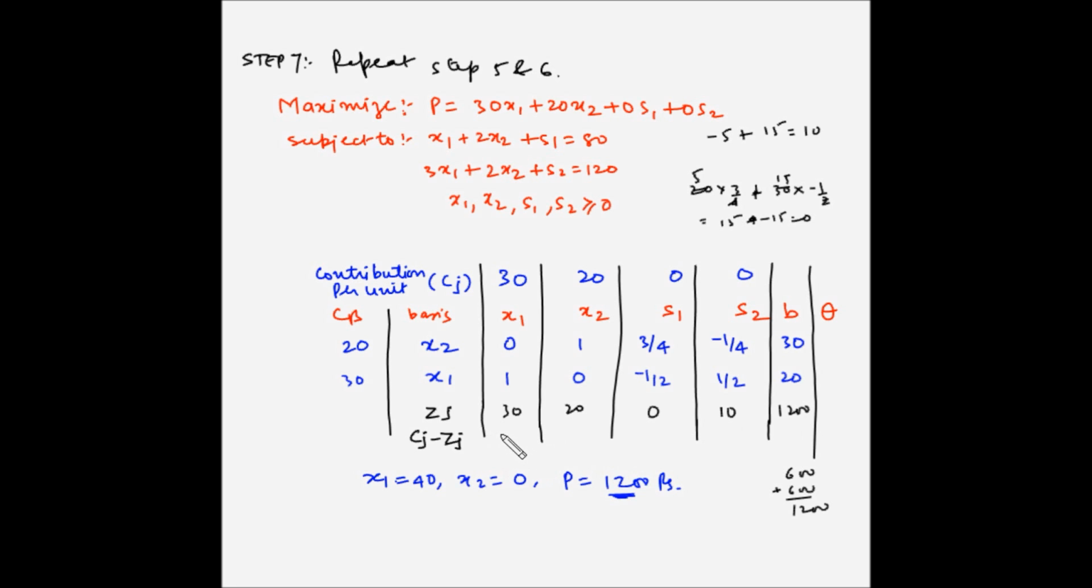Now let's find out Cj minus Zj. So 30 minus 30 is 0, 20 minus 20 is 0, 0 minus 0 is 0, 0 minus 10 is minus 10. Now since all the values of Cj minus Zj row are either 0 or negative, this is an optimal solution. So x1 is 20, x2 is 30, and profit is 1200 rupees. So basically we can manufacture 20 units of product P1 and 30 units of product P2 and still we'll get the same profit as 1200. So these are the two optimal solutions for this problem.